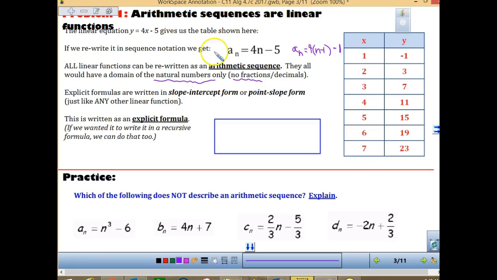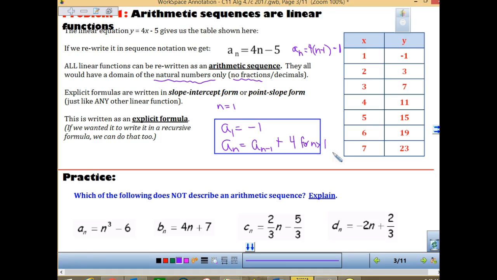So if we take this explicit formula right up here, and we wanted to write it as recursive, what would our recursive formula be? If we plugged in our first term, n equals 1, right? If n equals 1, a sub 1 would be -1, which is what we have here, right? a sub n then is equal to a sub n minus 1, the previous term, and we are adding 4 for n greater than 1.